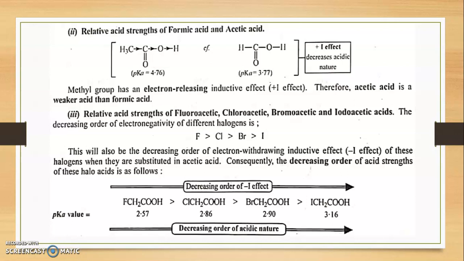Relative strength of fluoroacetic acid, chloroacetic acid, bromoacetic acid and iodoacetic acid. In this, the electronegativity of the different halogens is considered. For example, fluorine is more electronegative than chlorine, than bromine, than iodine, and hence, in this decreasing order of the electron withdrawing inductive effect, fluoroacetic acid has a higher inductive effect than chloroacetic acid, than bromoacetic acid and iodoacetic acid.